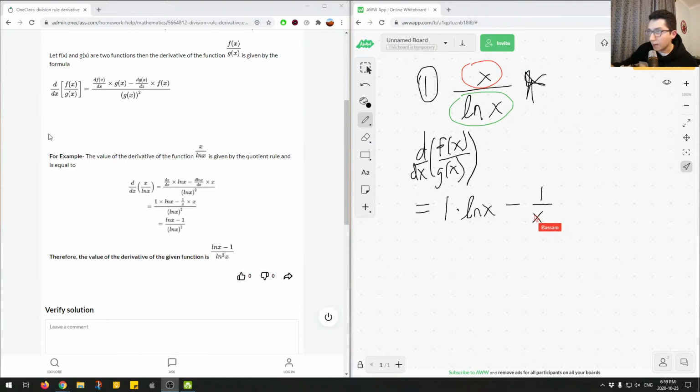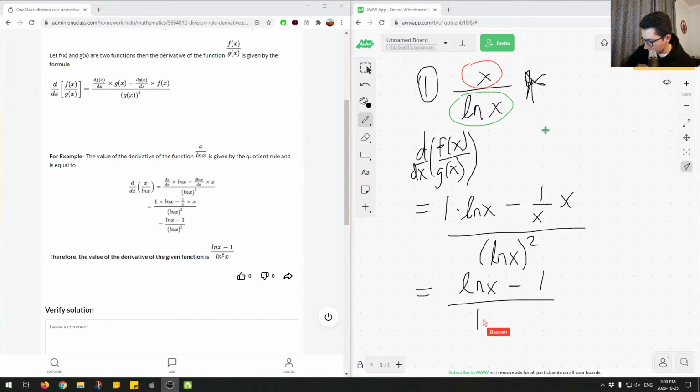So the derivative of ln x is just something you should memorize, which is 1 over x, and then multiplied by f at x, which is over here, and that's just x for us, divided by g at x squared, so ln x squared. So this simplifies out to equal ln x, so the first term is just ln x, minus 1, because the x's cancel, over ln x squared. So we'll say ln x and this is squared.